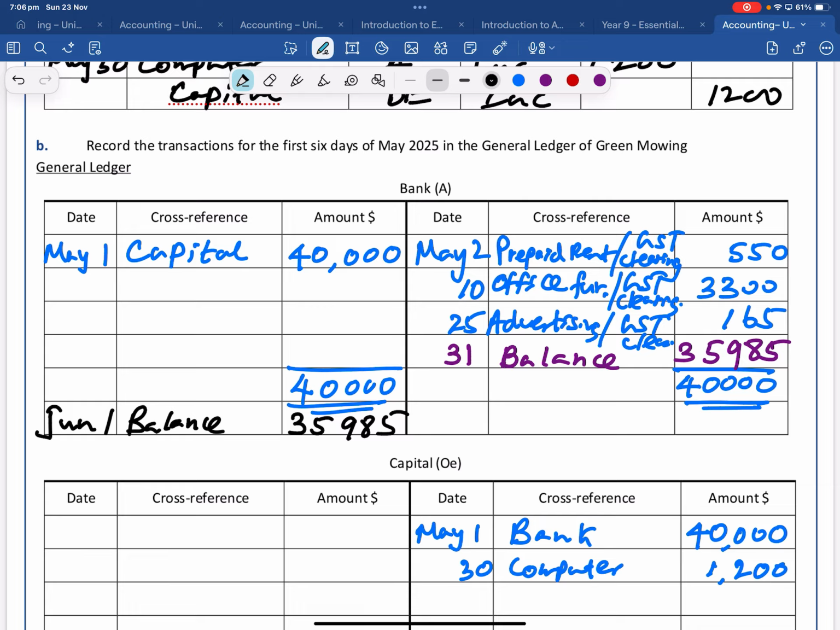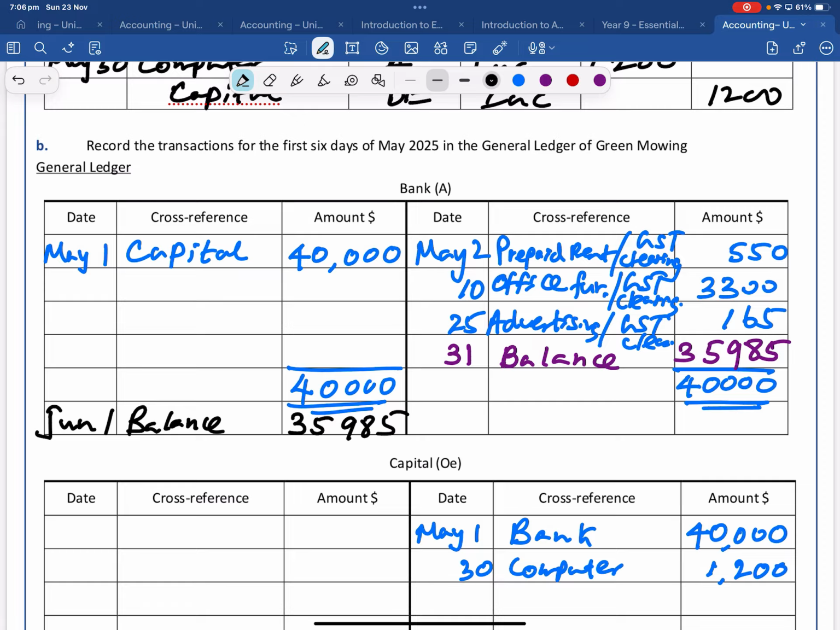Debit. Why? The meaning of this one is the debit side of the bank account is higher by 35,985. Yes? Than the credit side. In other words, you can also say there are 35,985 sitting on the debit side of the bank account after all the transactions in May. That's the meaning. Got the point? Any questions?